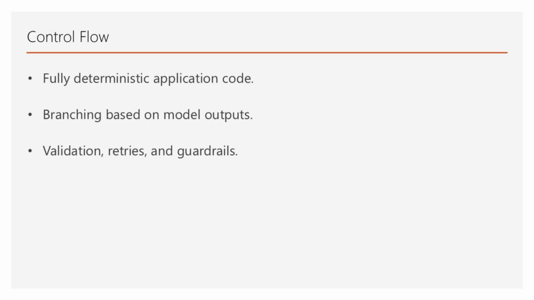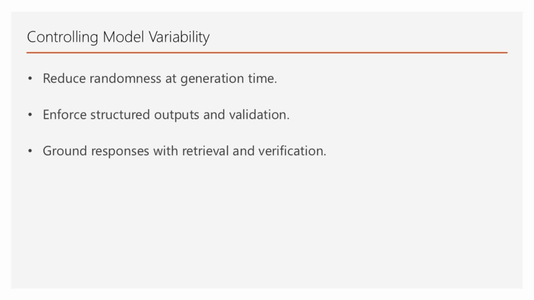Control flow is fully deterministic. It's just normal application code. While it reacts to probabilistic model outputs, the logic itself is predictable and repeatable. This layer is what keeps GenAI systems stable. Model responses naturally vary, and that's expected. The goal is not to eliminate variability, but to bound it.